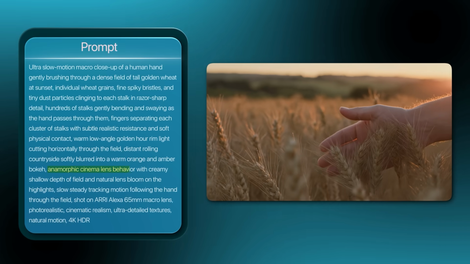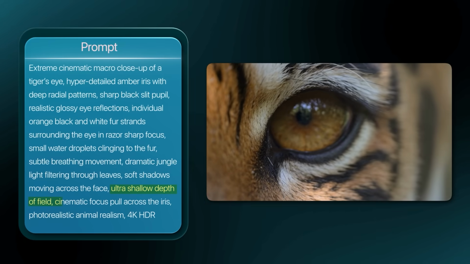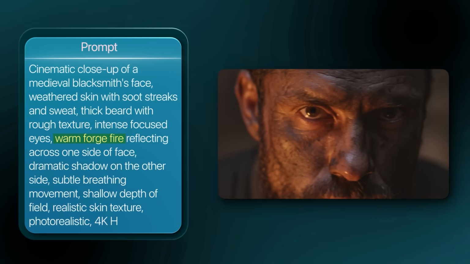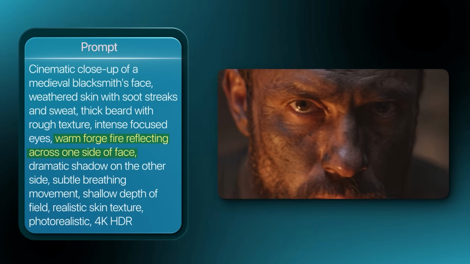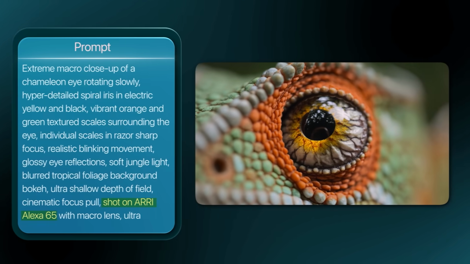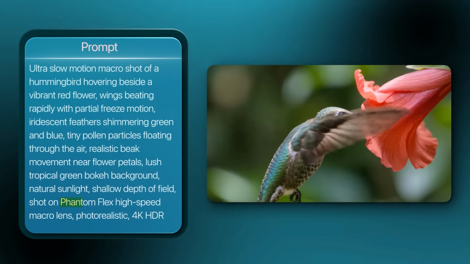This is the trick that separates amateur AI clips from professional ones. Phrases like anamorphic cinema lens behavior, ultra shallow depth of field with cinematic focus pull, and warm forge fire reflecting across one side of face tell Kling to mimic the way real film cameras actually capture light. And finally, the cinema camera reference itself. Phrases like shot on Arri Alexa, RED Komodo, or Phantom Flex tell Kling to literally render the shot as if it came out of that exact camera. This single line completely changes our output from AI generated to actual film footage.